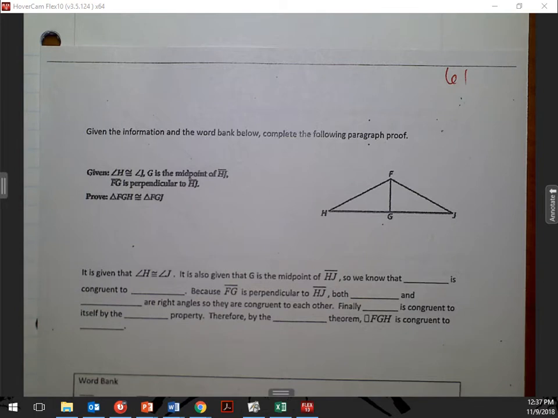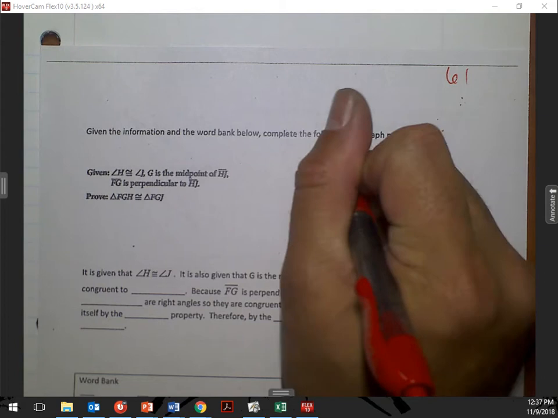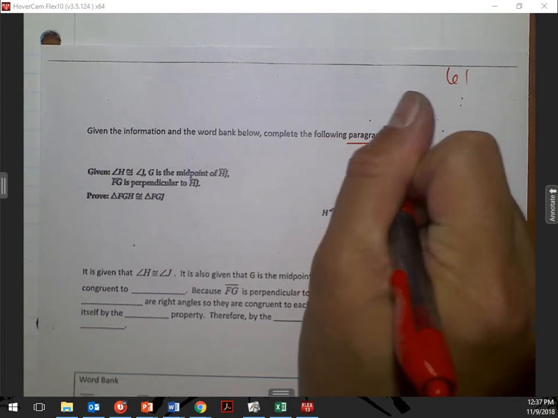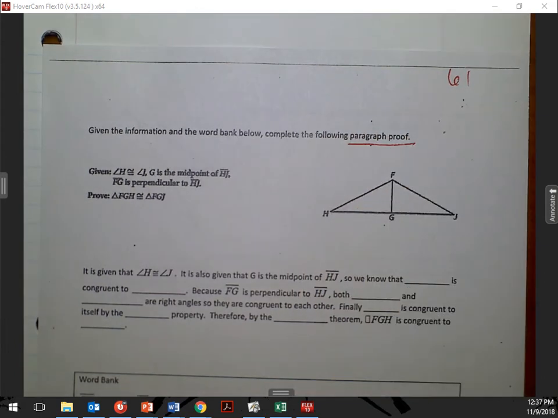Alrighty, so this is geometry. We are doing, what are we doing here? Okay, we're doing two-column proofs, so more with two-column proofs, and this is actually the paragraph proofs. So for those people that are actually filling out the table in your table of contents, this is a paragraph proof. Okay, so hopefully everyone will get that eventually at some point.